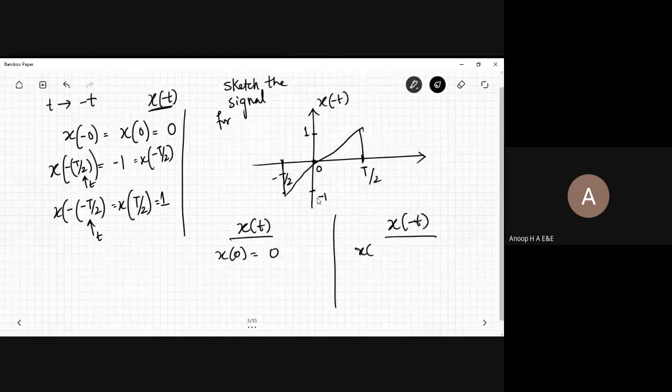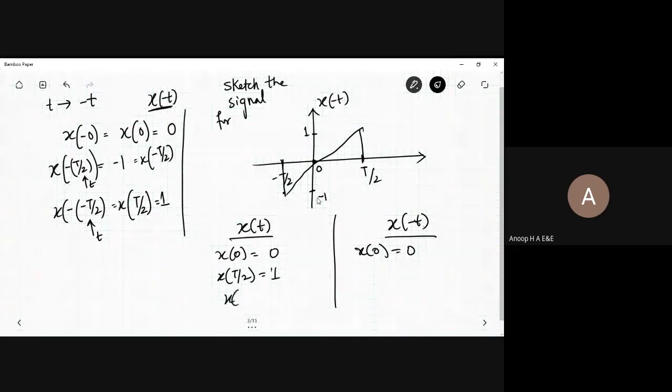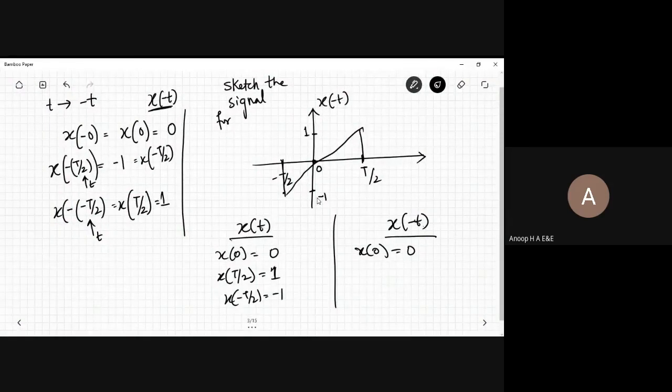X of 0 is again 0. X of t, what's the value? X of capital T by 2 is equal to 1 there. X of minus T by 2 is equal to minus 1. So 1 and minus 1. Next, what do you need to do?